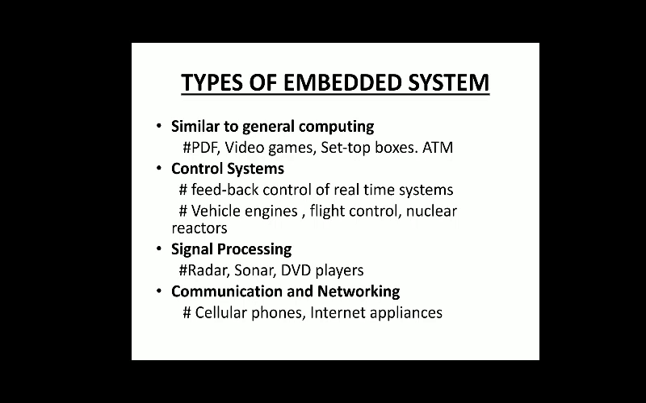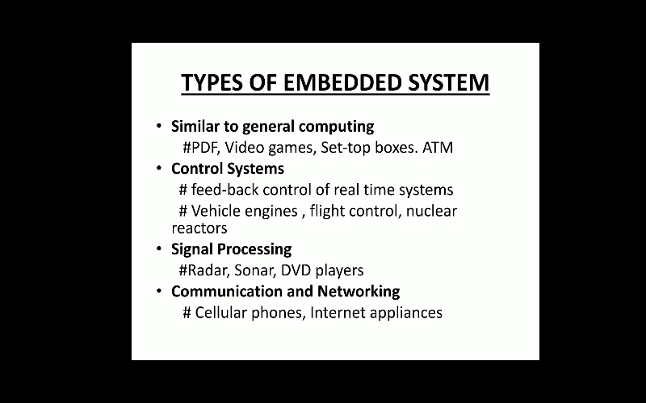So what are the types of embedded system? There are different types. One is similar to general computing, like a PDA. Next, video games. Video games look like general computers, and on most computers we can play video games too. Another one is set-top box, ATM machines.